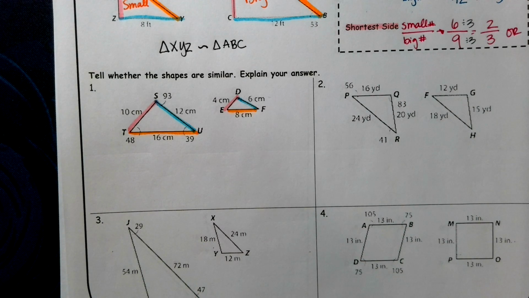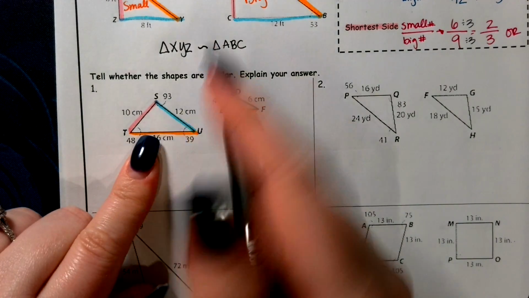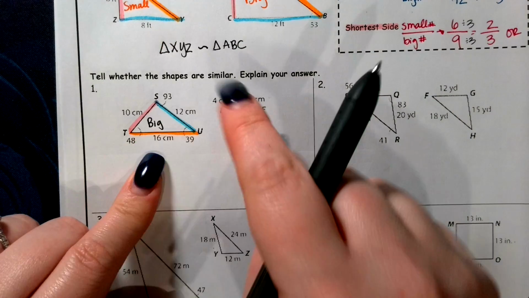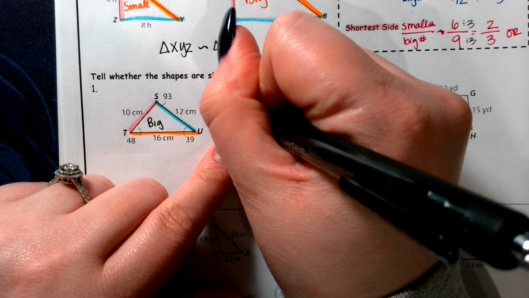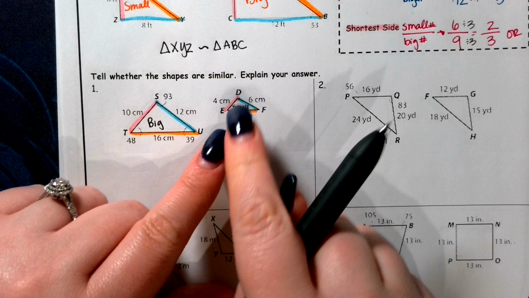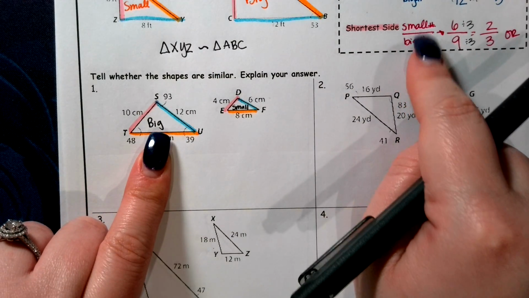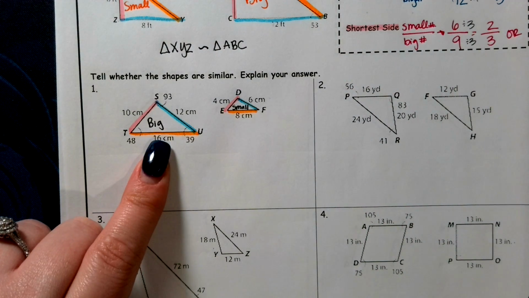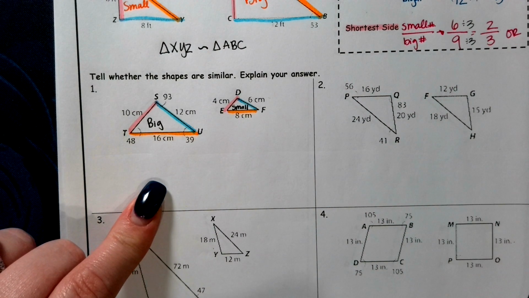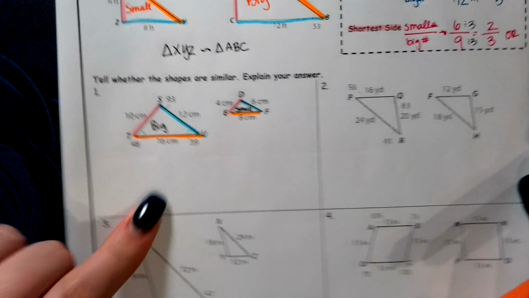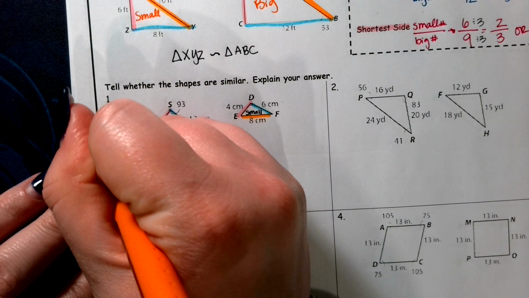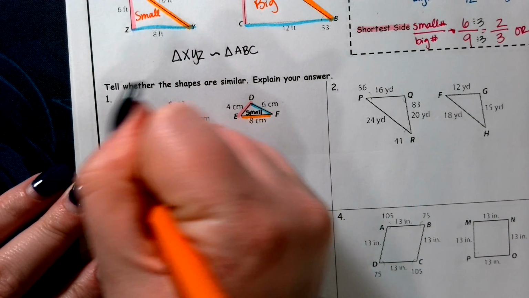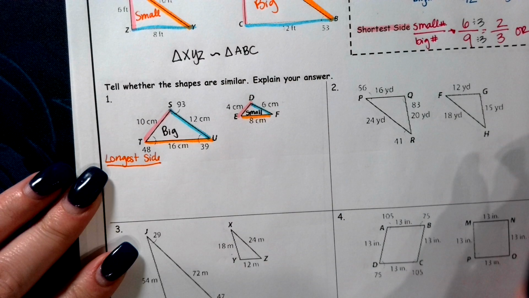So now, this is my big shape because its size is bigger. And this is going to be my small shape. I need to keep that in mind when I'm setting up my proportions or my ratios. So let's start off with our longest side again. Taking a look at the longest side, the orange side.